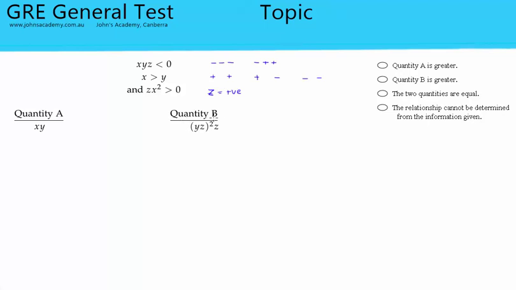And if you look at quantity B here, we see yz, whatever that is, squared, times z. But the square of any number is positive, so this part is positive, times this is a positive number, so therefore quantity B must be a positive number. If z is a positive number, then of course this z is positive.